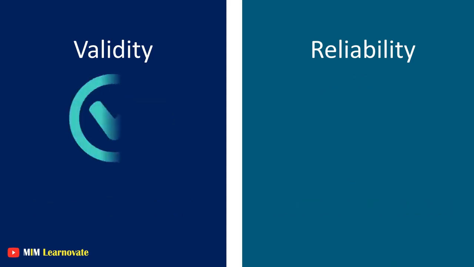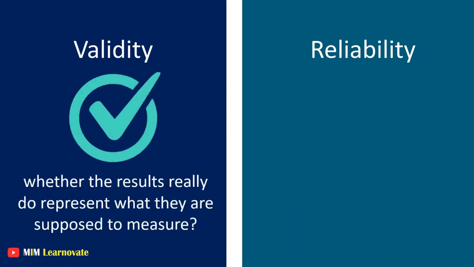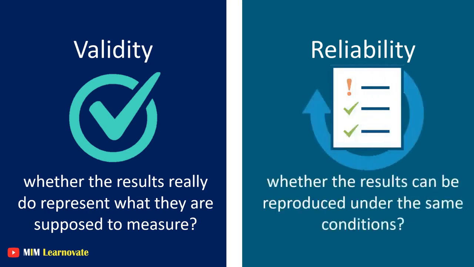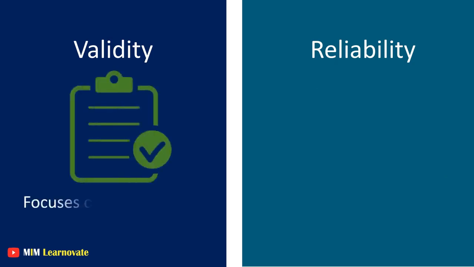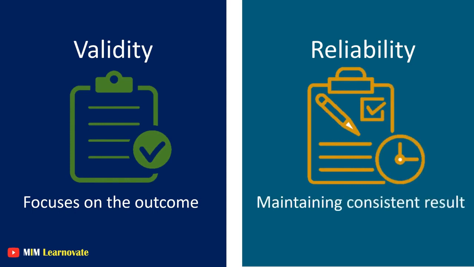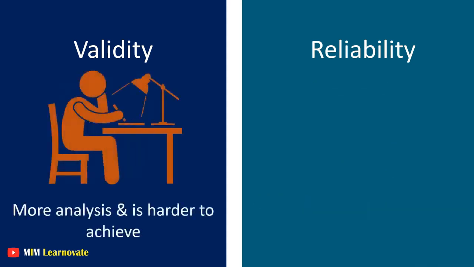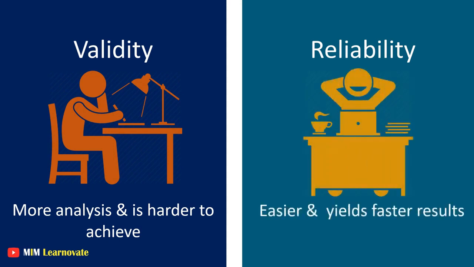Validity can relate to the question of whether the results really do represent what they are supposed to measure. On the other hand, reliability can relate to the question of whether the results can be reproduced under the same condition. Validity mainly focuses on the outcome, whereas reliability mainly focuses on maintaining consistent results. Validity has more analysis and is harder to achieve. On the other hand, reliability is comparatively easier and yields faster results.